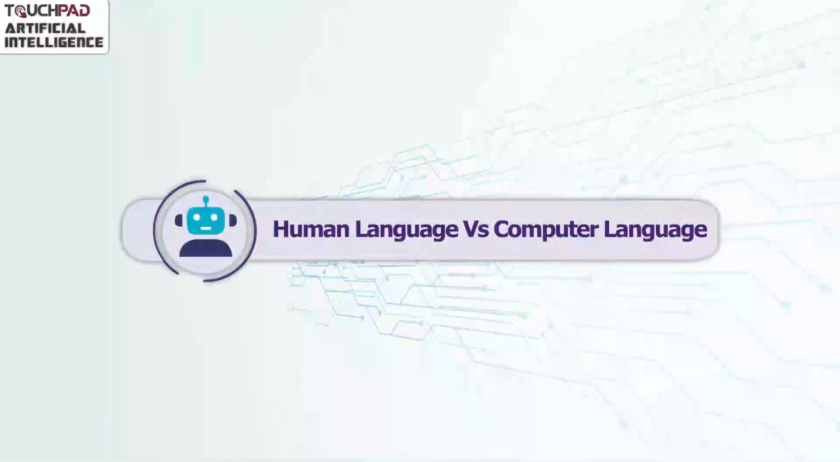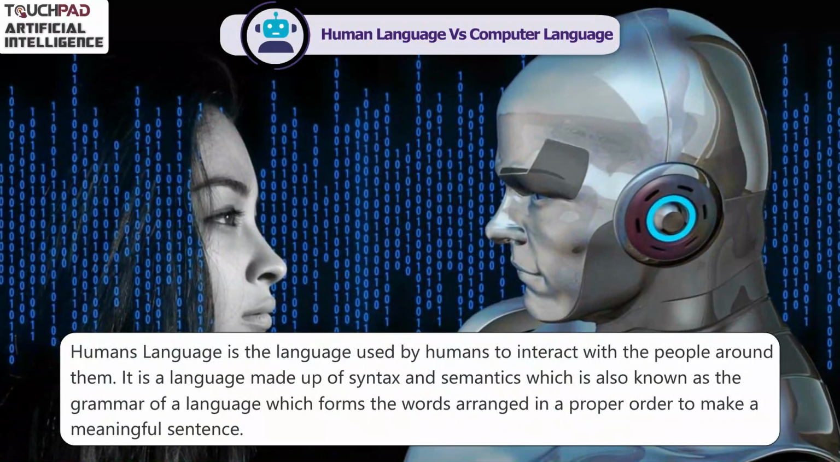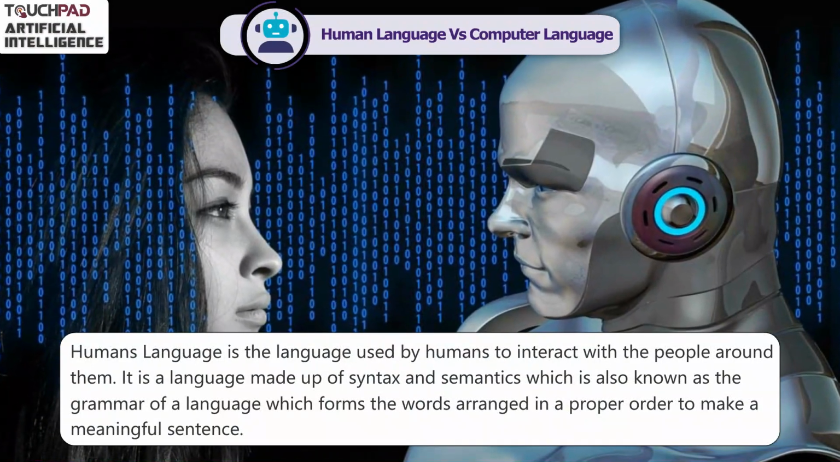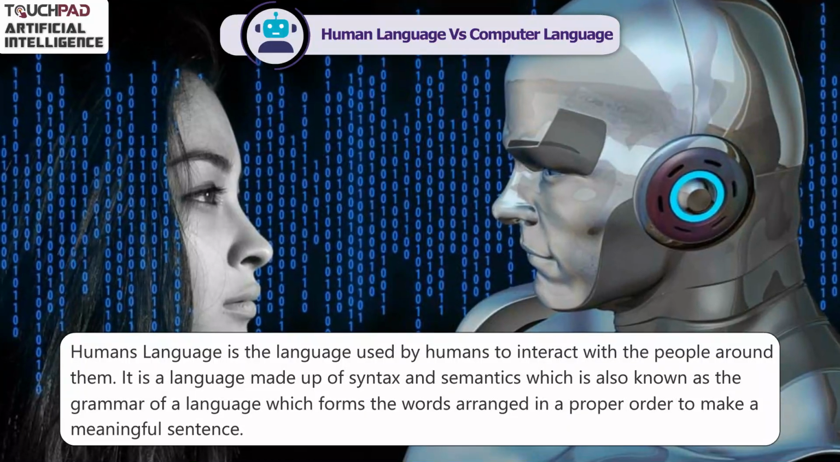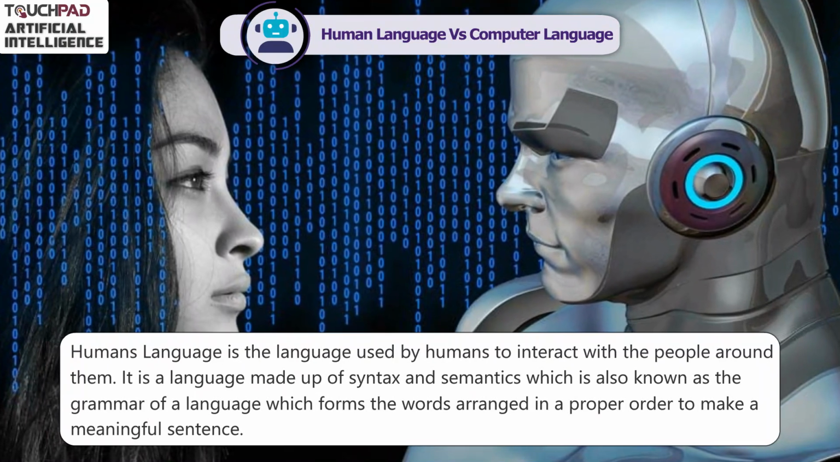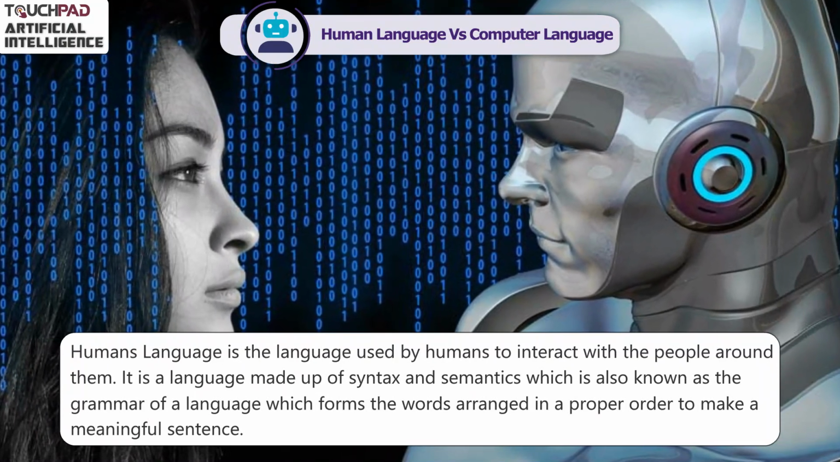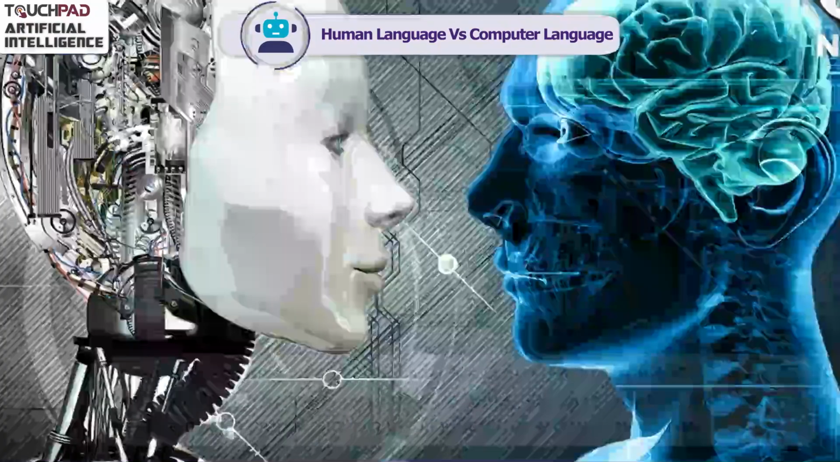Human language versus computer language. Humans' language is the language used by humans to interact with the people around them. It is a language made up of syntax and semantics, which is also known as the grammar of a language, which forms the words arranged in a proper order to make a meaningful sentence.